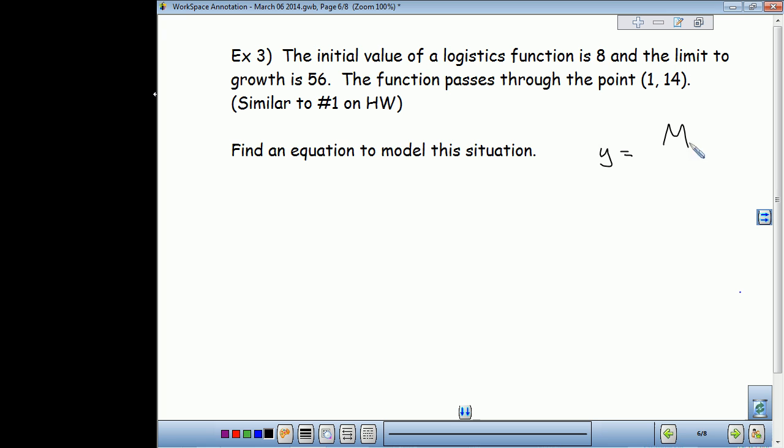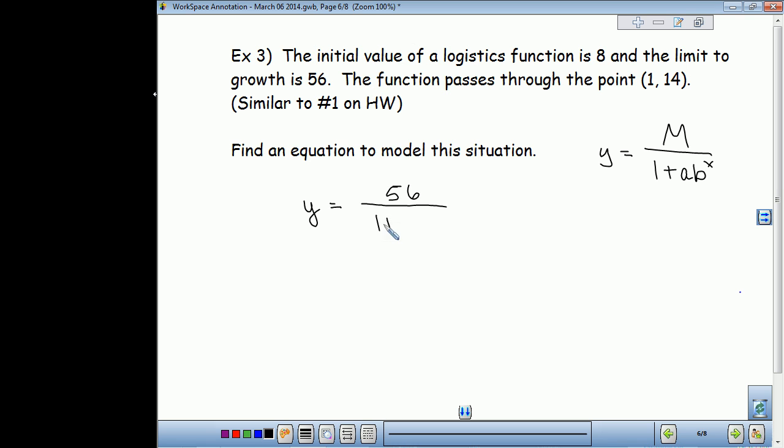y equals m divided by 1 plus a b to the x. Not the only way to do it, obviously, because we were given the other one, but I'm going to stick with this one for now. So what do we think m is in this scenario? 56, because the limit to growth, the greatest we could reach, is 56.